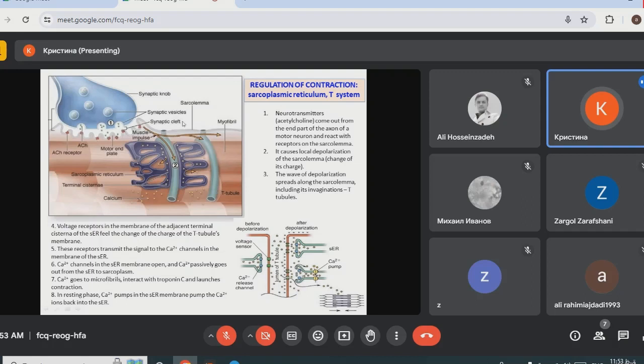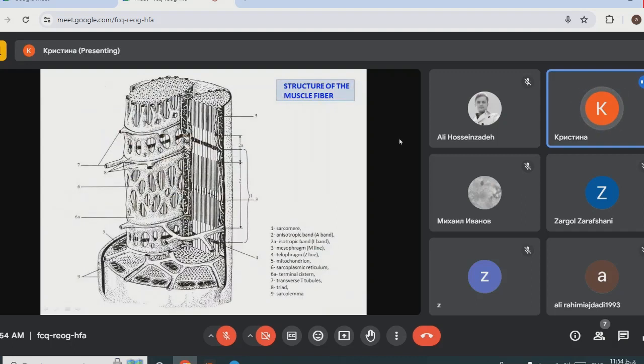And during next contraction, all will be the same. It will start with the release of neurotransmitters from neuron cell, which will act on the receptors upon the surface of the muscle fiber. So in this picture you can see the inner structure of muscle fiber with all the labels.